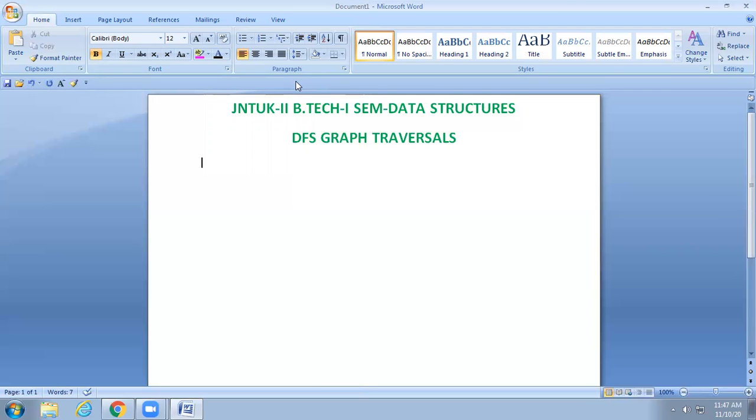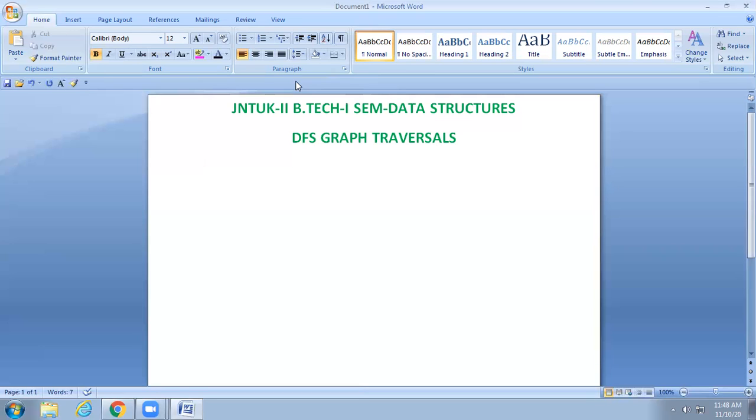By using these graph traversals, we get the spanning tree from a graph. The major difference between a graph and a tree is that a graph can contain cycles, while a tree does not contain cycles. The purpose of graph traversal is to visit all the nodes of a graph and get the spanning tree from it.